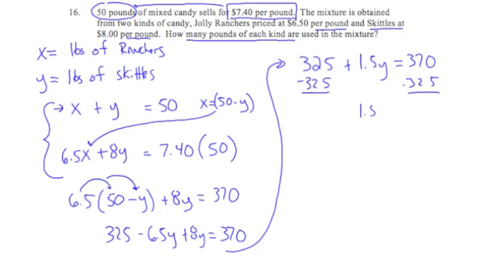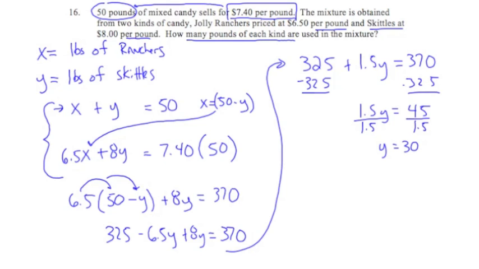So then I have 1.5y equals, let's see, 45, because if that had been 75, it'd be 50. So 45, and so I want to subtract, or sorry, divide by 1.5. Let's see, 45 divided by 1.5 is 30.